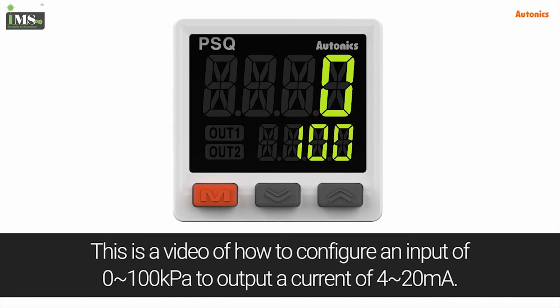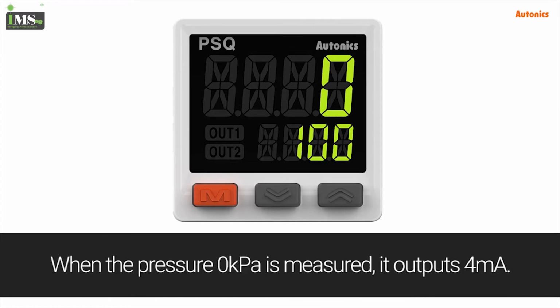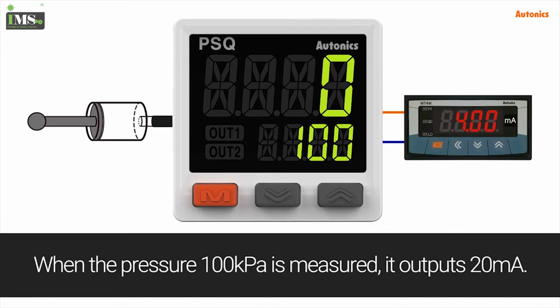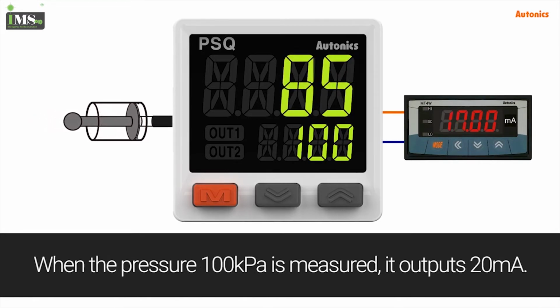This is a video of how to configure an input of 0 to 100 kPa to output a current of 4 to 20 mA. When the pressure 0 kPa is measured, it outputs 4 mA. When the pressure 100 kPa is measured, it outputs 20 mA.